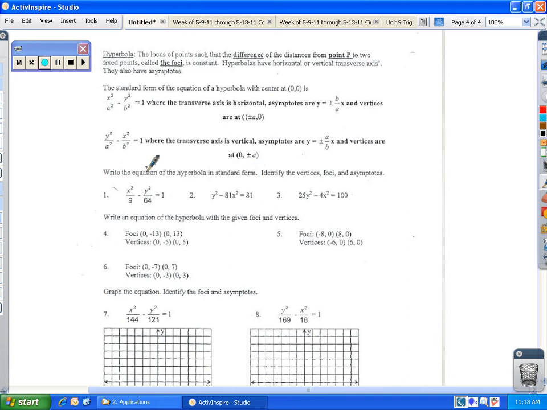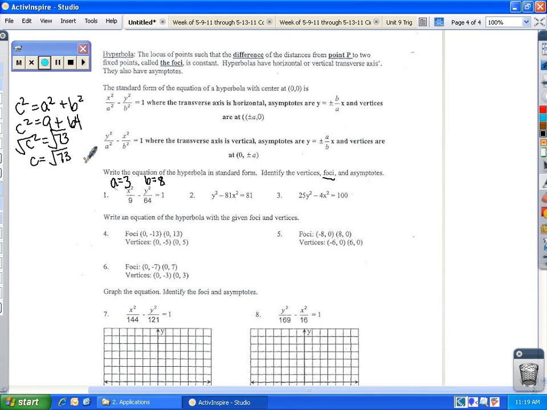So let's start right in with an example for number 1. In number 1, the first denominator here is always going to be a squared. So in this case, a is equal to the square root of 9, which is 3, and b is equal to the square root of 64, which is 8. With those, in order to find your focus point, you're going to have to plug into c squared. And instead of a squared minus b squared, with hyperbolas it's going to be a squared plus b squared. So c squared equals 9 plus 64, so c squared equals 73. Take the square root of both sides, and c is equal to the square root of 73.